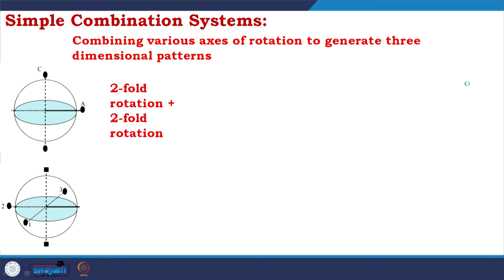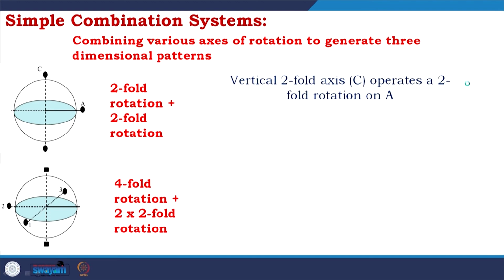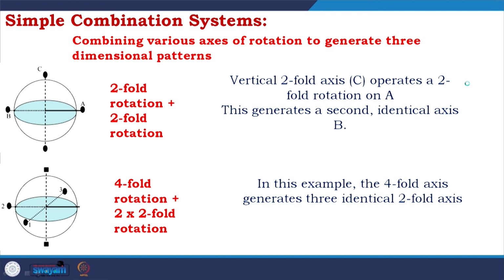So, two-fold rotation plus two-fold rotation, and this is an operation: four-fold rotation plus two into two-fold rotation. Here you have the vertical two-fold axis in C operating a two-fold rotation on A. See the generation of a point, which is B, having the identical axis. Similarly, here the four-fold axis generates three identical two-fold axes. Let us say from the point you have these three identical two-fold axes.